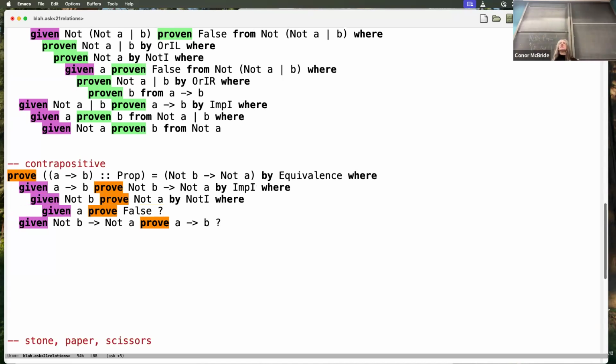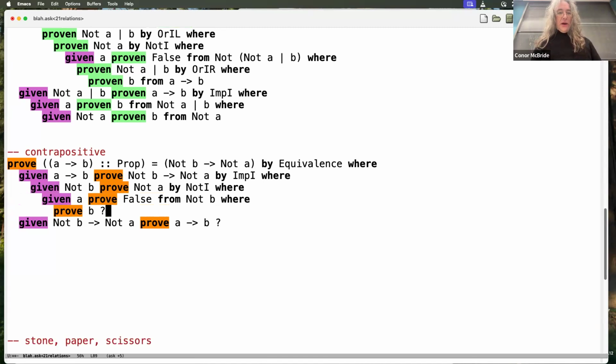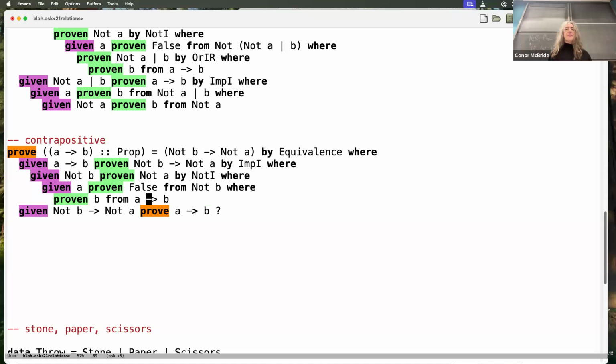Well, how can I prove false? I have not B, but do you think I can get my hands on a B? Yeah, I think so. So I say from not B, and then from A implies B. And we're done. Okay. So that's a nice start, but the other direction is going to be slightly more entertaining. Okay, I'm going to go by implication introduction.